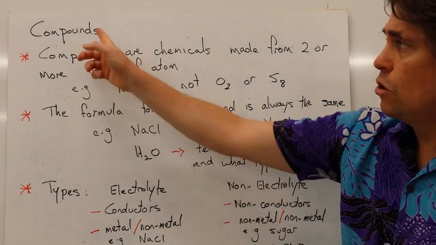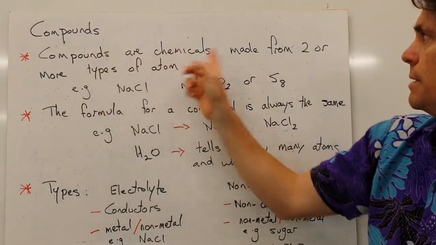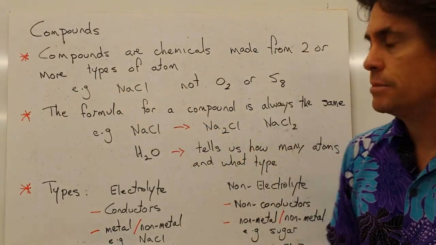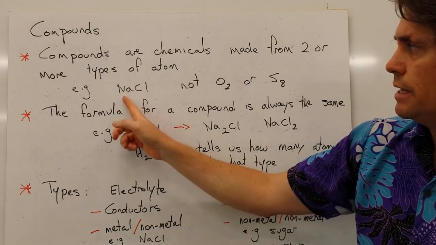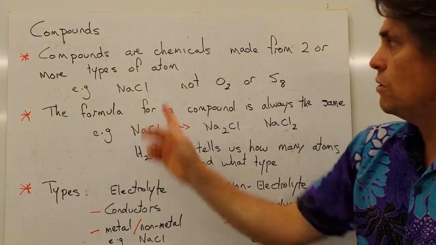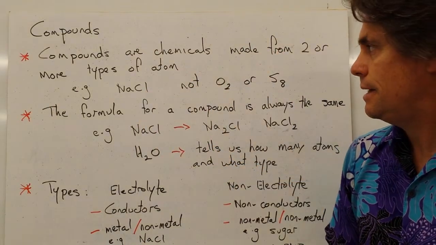Let's have a look at compounds and the categories of compounds. So a compound is a chemical that's made from two or more types of atoms, or different types of atoms. So we've got an example. We've got sodium with chlorine. Now that's a compound because it has sodium and chlorine as different types of atoms in there.